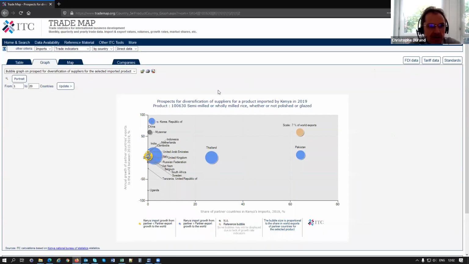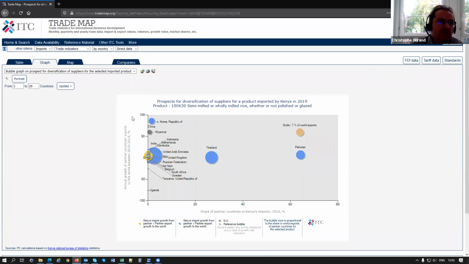So what do we have here? Here, each bubble represents a partner country of Kenya. On the horizontal axis, we have the share of the partner countries in Kenya's imports. In other words, is the partner country important or not important in Kenya's imports? To say it differently, this axis measures the dependency of Kenya vis-a-vis its suppliers. So whenever there's a bubble on the right, there's a strong dependency from Kenya vis-a-vis its partner. For instance, Pakistan is a bubble completely on the right side of the graph, and that means there's a strong dependency of Kenya vis-a-vis Pakistan, because Kenya is importing more than 60% of its rice from Pakistan. Right.